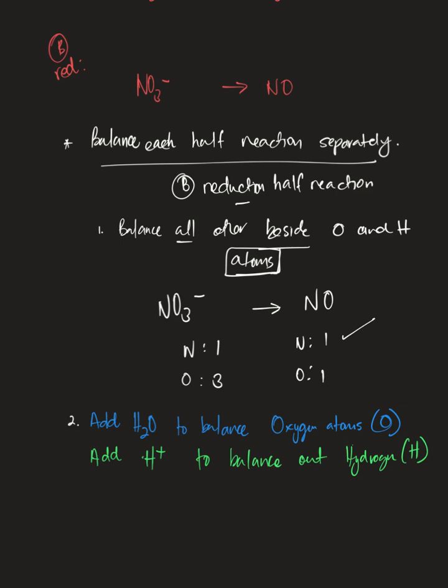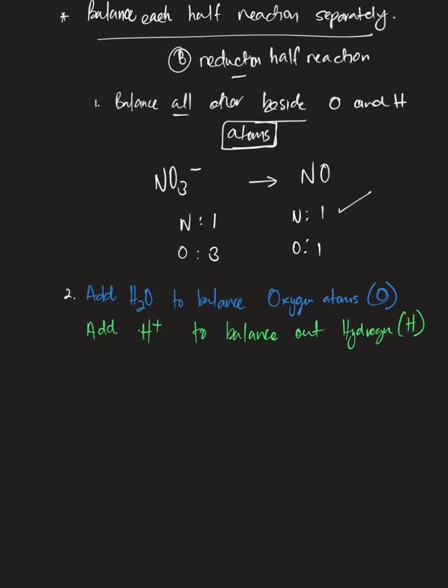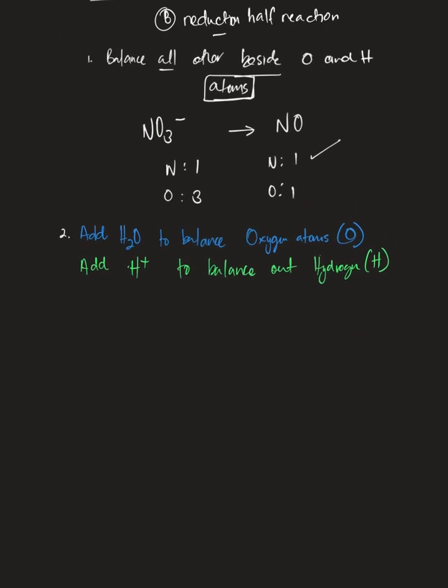So what this means is that when I'm looking at this equation in front of me, this NO3 minus and the NO, notice that there is an imbalance of oxygen. On the left hand side, I've got 3. But on the right hand side, I've got 1. So I need to balance that out. How we do that is we add H2O, which is water, to balance the oxygens, and we add H plus ions to balance the hydrogens.